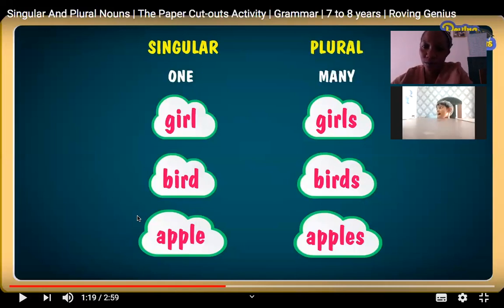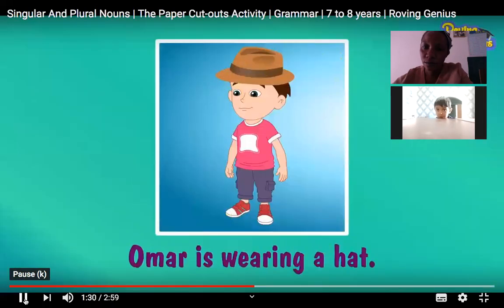Two books. I need you to look at the screen, Viraj. Yes, I am. Most of the singular nouns can be made plural by adding S to the nouns. For example, look at these sentences.